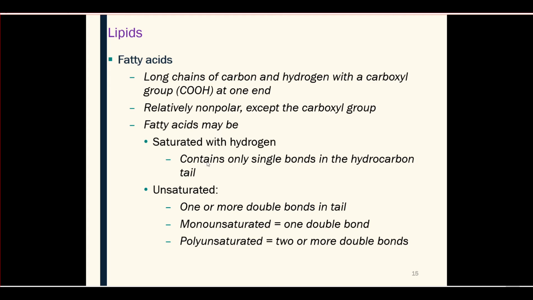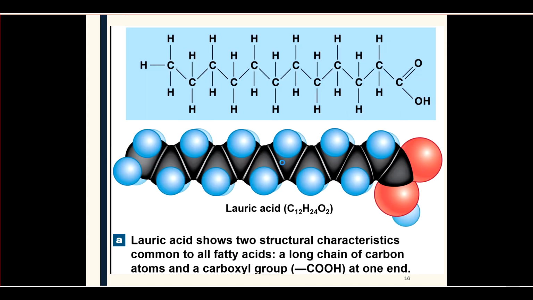And you'll notice that saturated fatty acids only contain single bonds. These we typically see more in animal fats, right, in meat and things like that. They're typically solid at room temperature and generally more on the unhealthy side. Right? People that eat a lot of saturated fatty acids are more prone to heart disease and that type of thing.